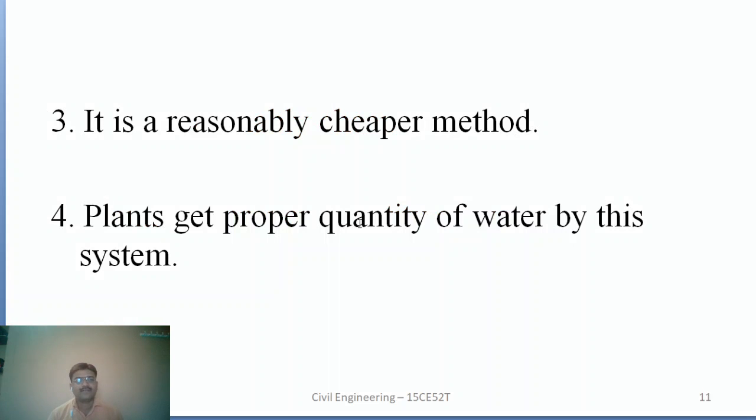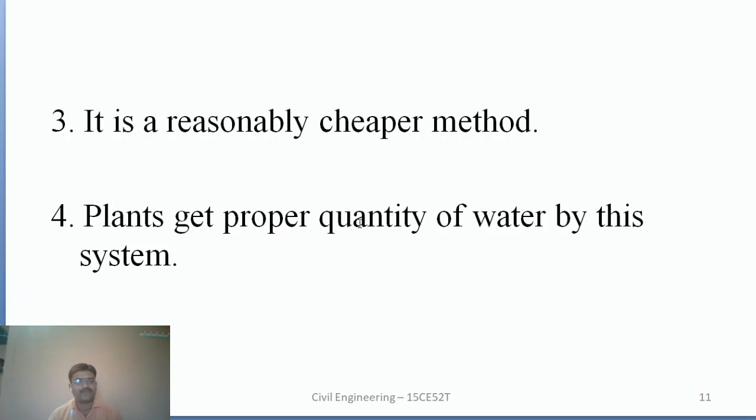Next, the third advantage: it is a reasonably cheaper method. Since no technology is involved in this method of irrigation, it is a cheaper method, and no electricity is used. Electricity is used only to pump the water. Other than that, water flows uniformly by gravity itself from high altitude to lower altitude.